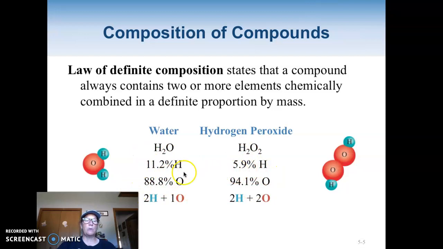If you change the proportion, in this case 5.9 to 94.1, this is no longer water. This is hydrogen peroxide. So if you mess with the ratios, you have a different substance with different properties. It might not even exist. That's the other thing. So the law of definite composition says when you combine two or more elements in a compound, the mass proportion of the elements always has to be the same. Sorry, I said that wrong. If you change the proportion, you have a different substance with different properties.